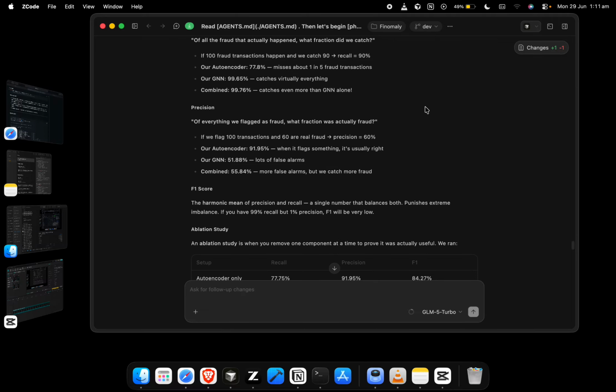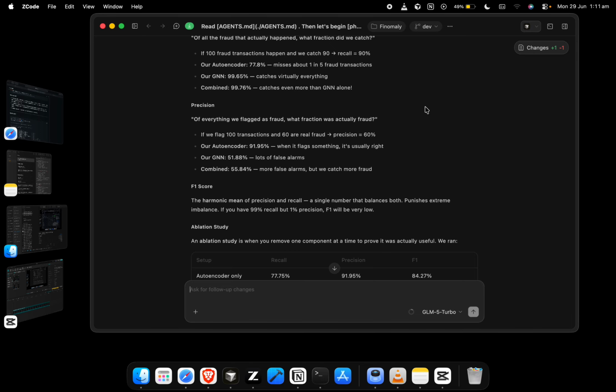So precision, the precision metric of everything we flagged as fraud, what fraction was actually fraud. So if we flag 100 transactions and 60 are real fraud, our precision is 60%. So our autoencoder scored a 91.95%. So when it flags something, it's usually right. Our GNN 51.88%, which means we have a lot of false alarms. And combined 55.84%, more false alarms, but we catch more fraud.